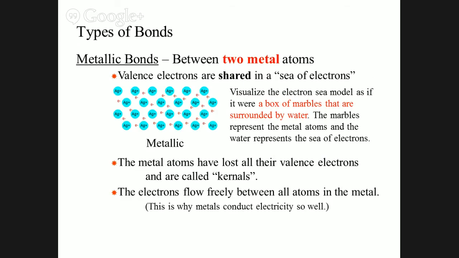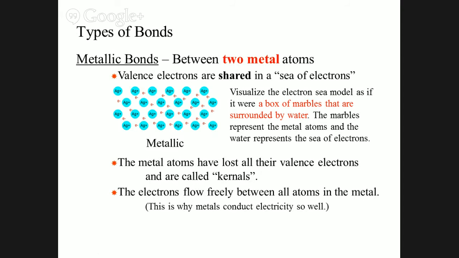Okay, we're going to start off with metallic bonds. Metallic bonds are between 2 metal atoms, and the valence electrons are shared in what we call a sea of electrons. One way to visualize this is to think you have a box or a jar of marbles surrounded by water. In other words, inside the jar are marbles with water. Now the marbles are packed and so they don't move, but the water is free to move in between the marbles. So if you were to tip the jar or box around, the water could slosh through.